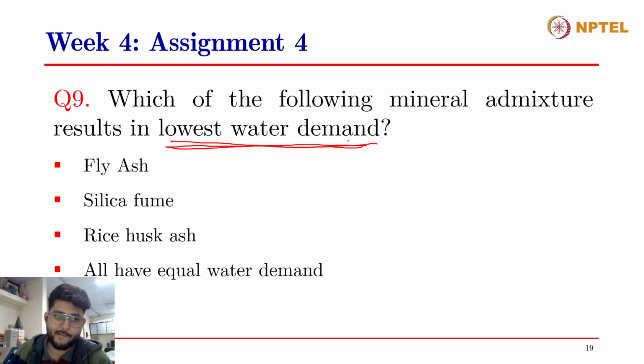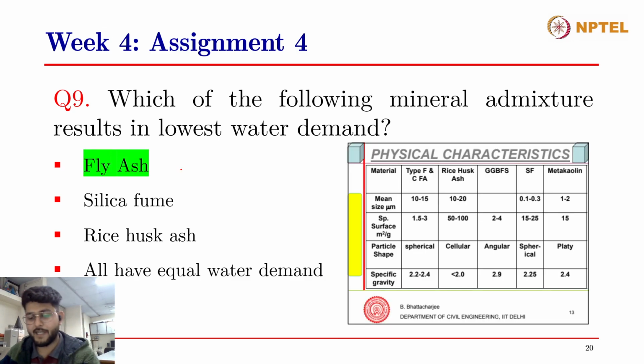Or do all of them have equal water demand? Yes, sir. I think all have equal water demand. No, we have already discussed that rice husk ash has the highest water demand, so this is not the right answer. So which one of these has the lowest water demand? The correct answer to this question is fly ash actually, and it has already been discussed in the NPTEL lecture as well. Fly ash has a kind of plasticizing action due to the morphology of its particles.